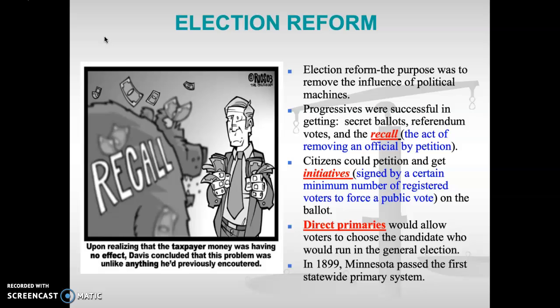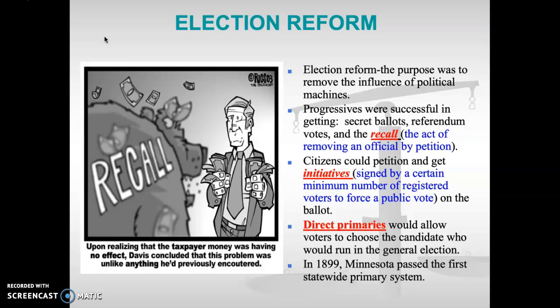And so we're going to see progressives are going to be successful at getting secret ballots, referendum votes, and the recall. The recall is the act of removing an official by petition. Okay? Citizens could petition and get what are known as initiatives. An initiative is signed by a certain minimum number of registered voters to force a public vote on the ballot.